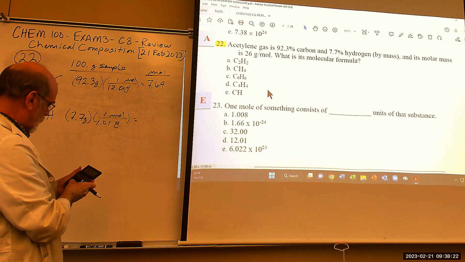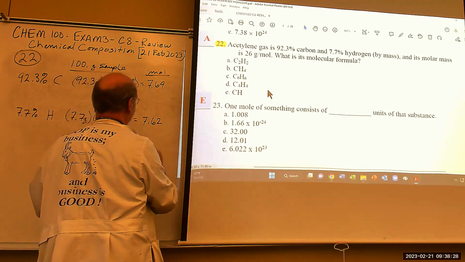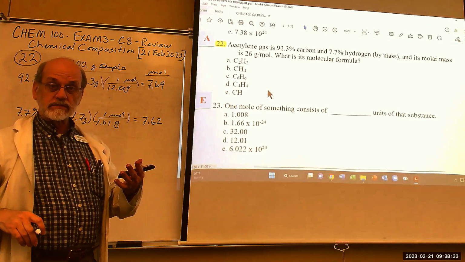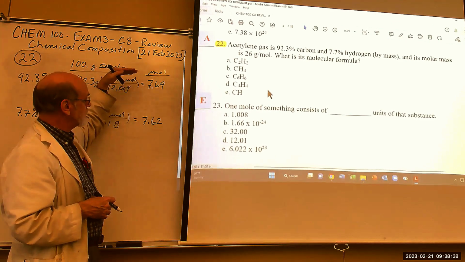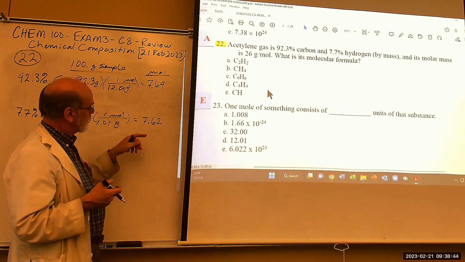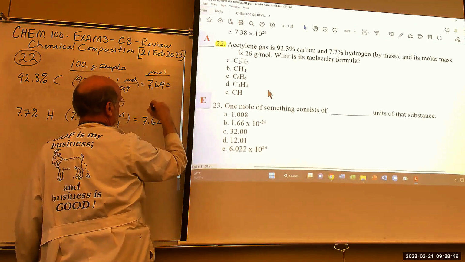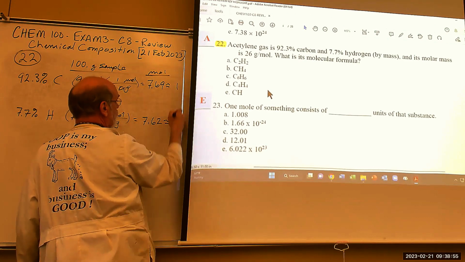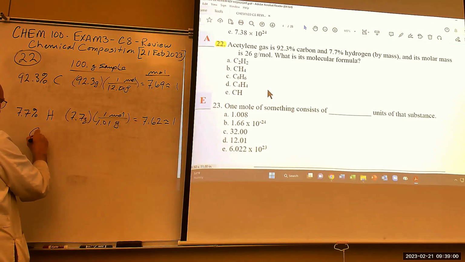7.7 divided by 1.01 is 7.62. Okay. Now, normally what we would do is take the smallest one here and divide everything through by it. This is the mole ratio. It's just not whole numbers. We have to get whole numbers. But notice that they're so close together. The ratio would be 1:1, right? 1:1. So that means the empirical formula is CH.